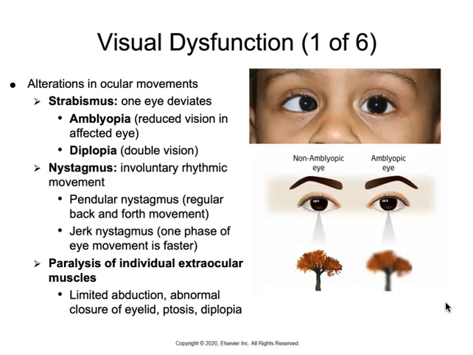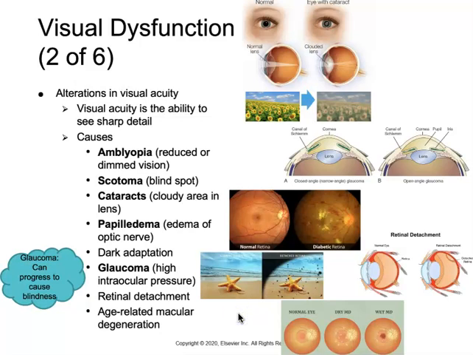Nystagmus is going to be when we have an involuntary rhythmic movement. We can categorize this as being pendular when we have a regular back and forth movement, or jerk when we have one phase of eye movement faster. And then paralysis of our individual extraocular muscles could cause limited abduction or abnormal closure of an eyelid, ptosis, which is a drooping, and then diplopia, which we said was a double vision.